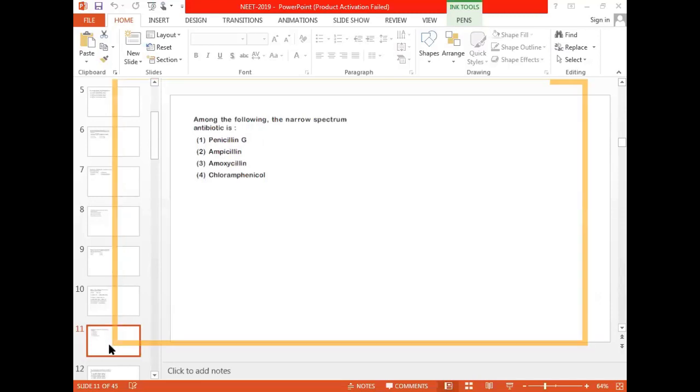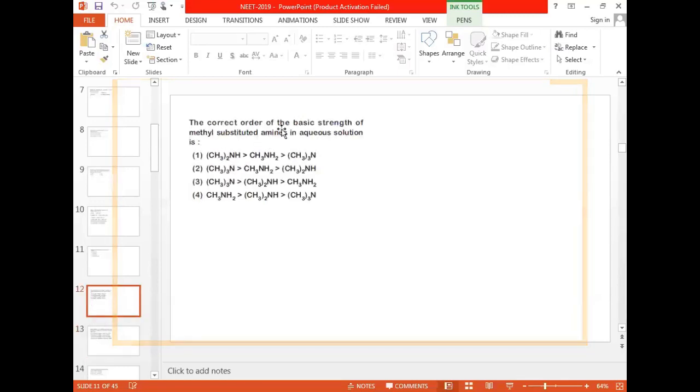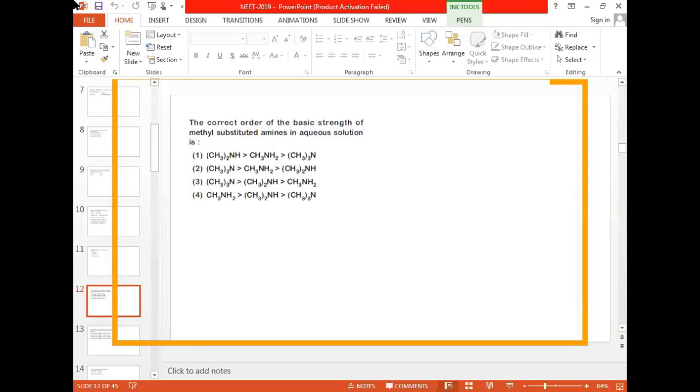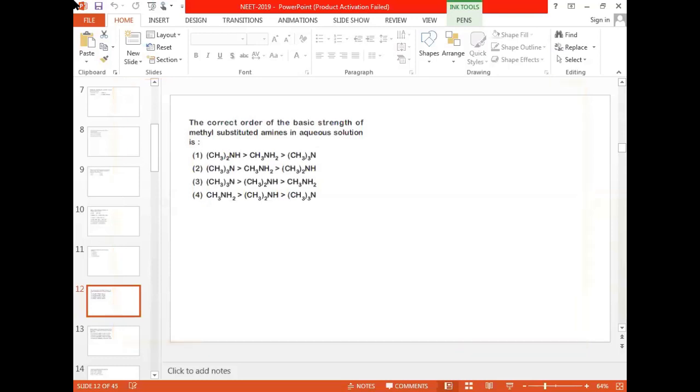Now come to the next question. The correct order of amines. What order can we select for amines here? Any idea regarding this? The correct order of methyl substituted amines in aqueous solution is? Secondary amine greater than primary amine greater than tertiary. Very good. Who said this? Purnima only? Kavya. Very, very good, Kavya.